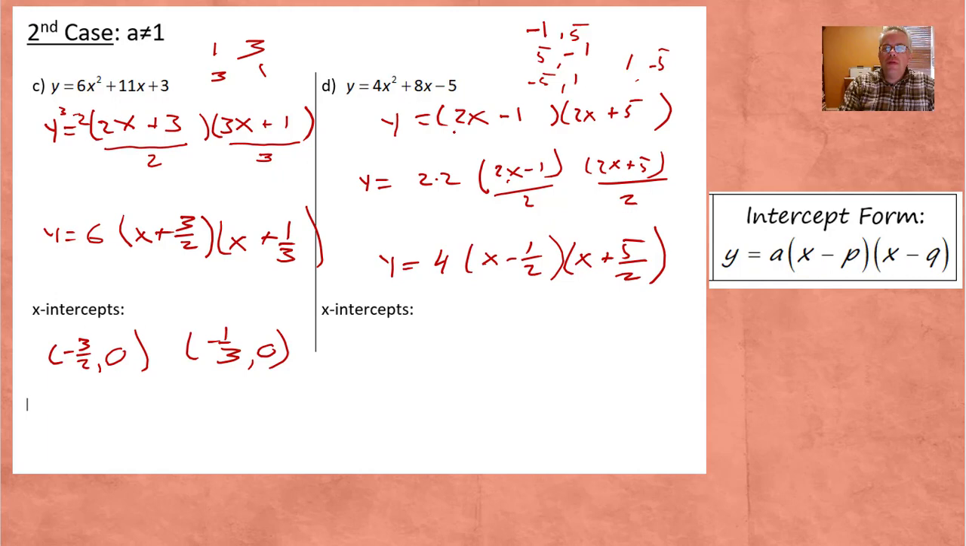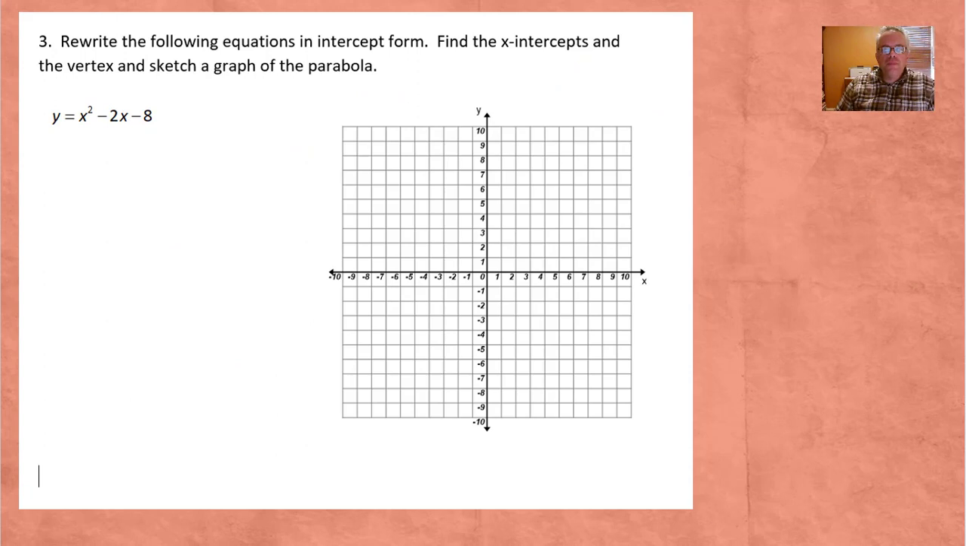We factor out this 2 and we factored out that 2. So when you factor it out, you divide the whole expression, like 2x minus 1, by 2, and you put a 2 in front. All right, first intercept, 1/2 comma 0. Next intercept, -5 halves, 0. Okay, so once you get beyond that, no problem.